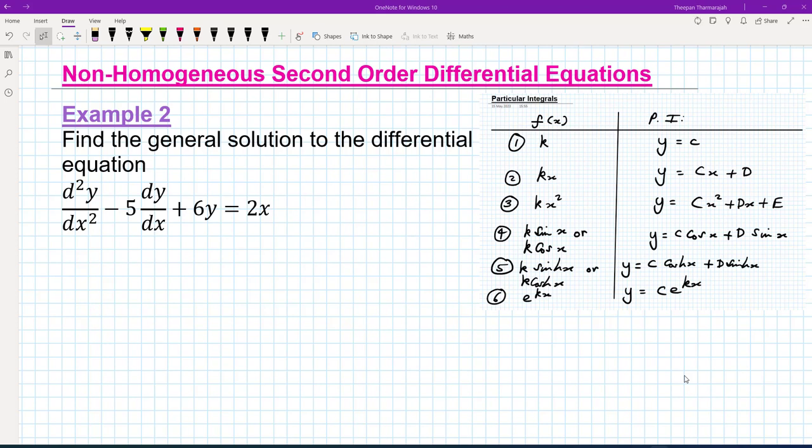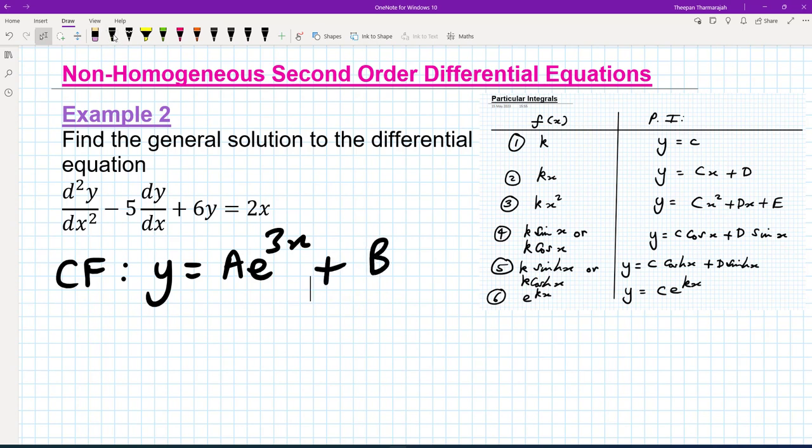In this video, we're now going to go through the second type of a non-homogeneous second order differential equation. So in our case, our function is equal to 2x. Please pay attention that we've derived the complementary function from the previous video, where we said that y is equal to a times e to the 3x plus b times e to the 2x. You can always go back and watch that again if you need to figure out how this was derived.